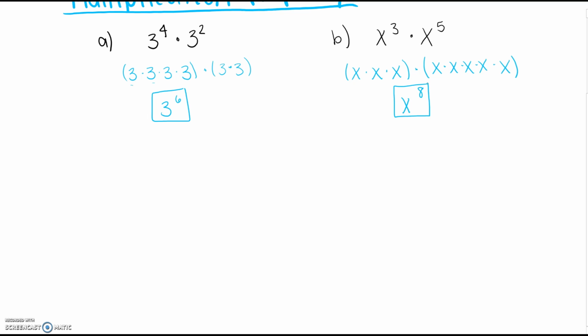Alright, let's do 2 more. C. One plus 0.05 squared times 1 plus 0.05 to the 4th.